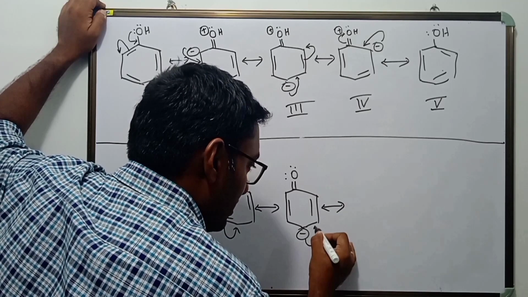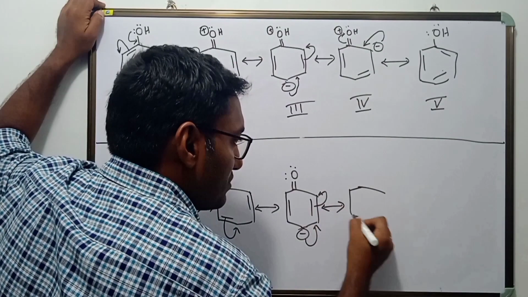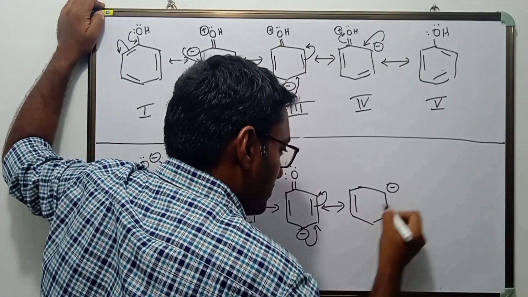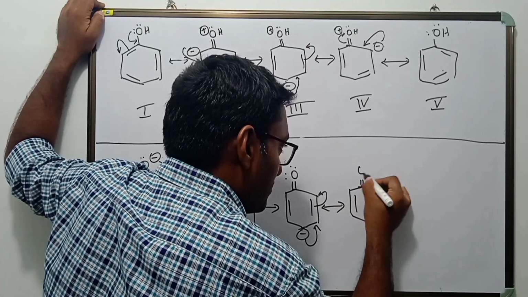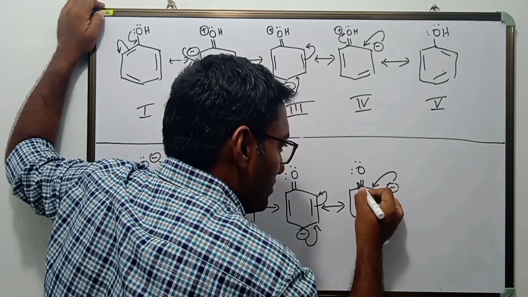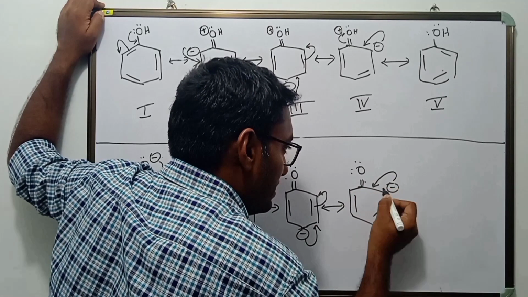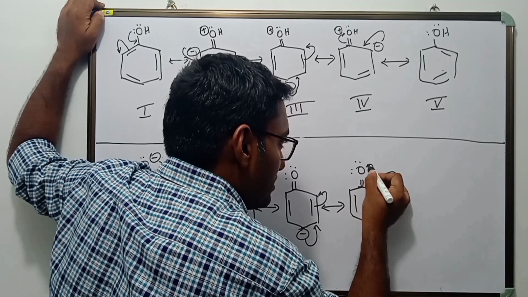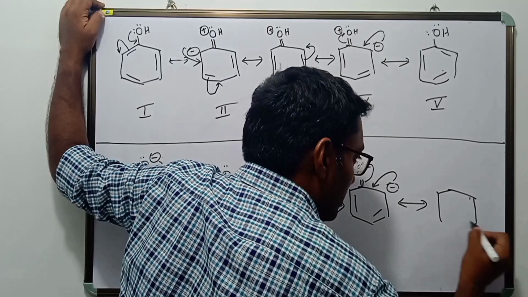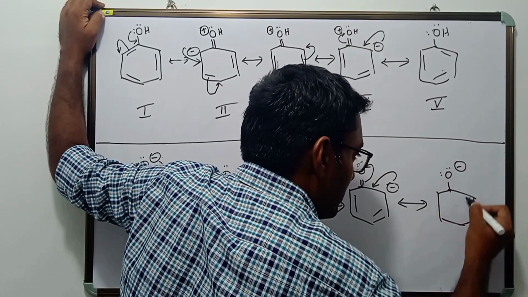Now this would come here and this pair would come here, so we get something like this. Now this is also not stable, it would come here, and this carbon becomes unstable when it comes here, so this pair should go here, and we get that structure where oxygen again gets the negative sign.